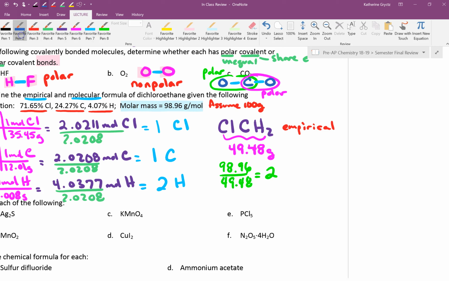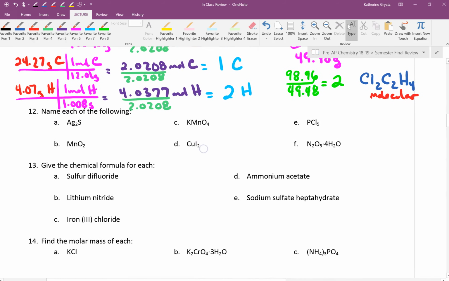So the molecular formula will be Cl2C2H4. Okay, and then this is the molecular. They are the same formula, just one has been reduced, so one is simpler mathematically. So that's empirical and molecular formulas.